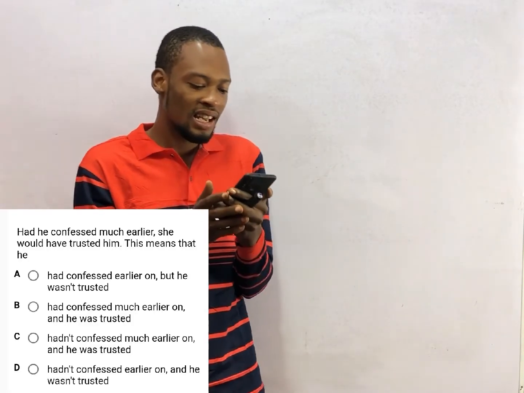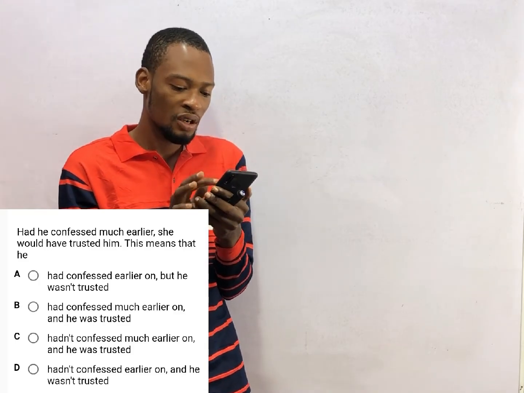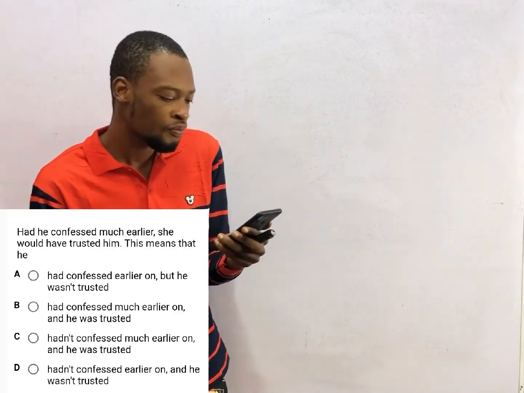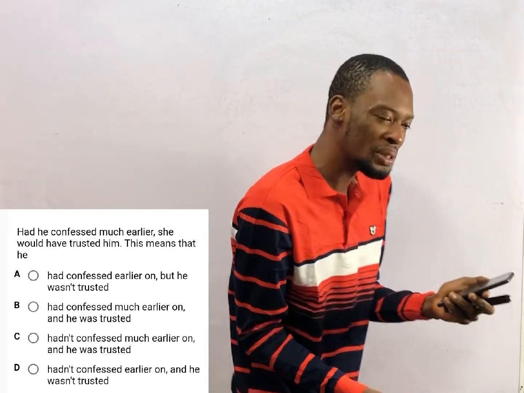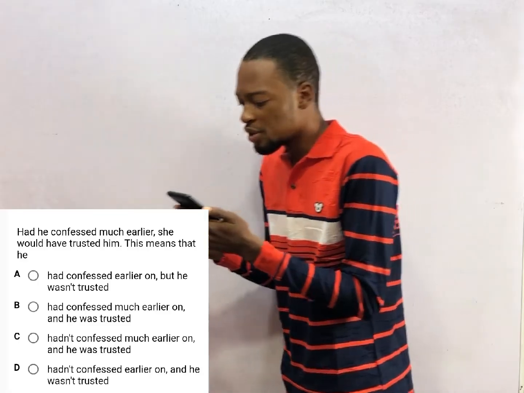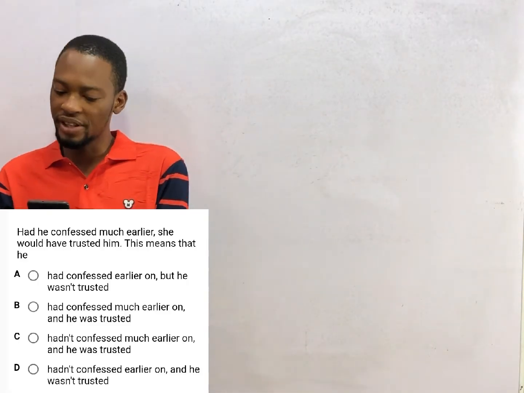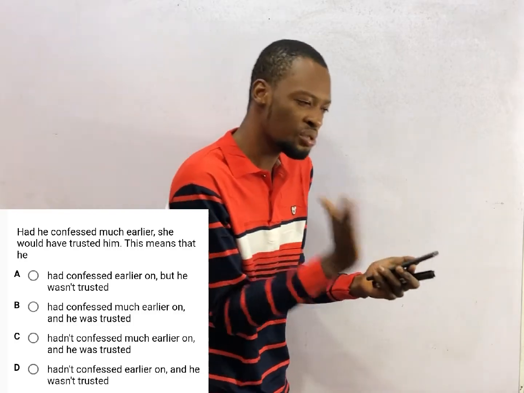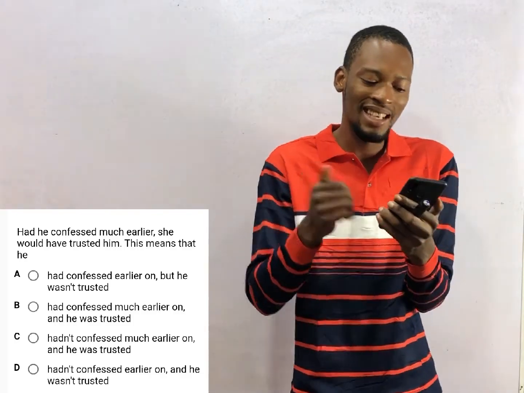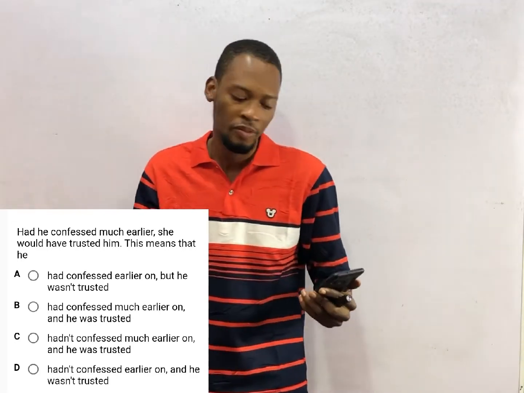Option A. This means that he had confessed earlier, but he wasn't trusted. No. Had he confessed earlier simply means he did not confess earlier. He wasn't trusted. Yes, he wasn't trusted. It's correct. But the first part of this sentence is wrong, because the first part says he has confessed earlier. Meanwhile, he did not confess earlier.